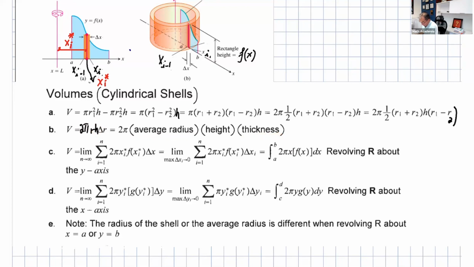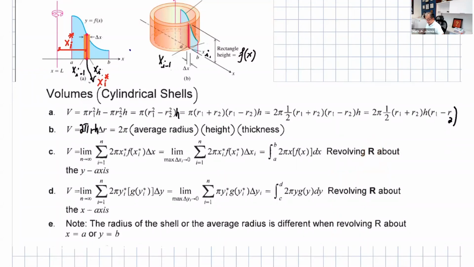Now, that's the volume again of this piece that we are revolving, but we have to add all those. So the volume is going to be, we can use the Riemann sum, limit as n approaches infinity of 2 pi x star i times f of x star i times delta x. And that's just another way of writing the Riemann sum. And if you change it to integral notation, that's going to be the integral going from a to b, 2 pi x f of x dx. And this is when revolving the solid or region about the y-axis.